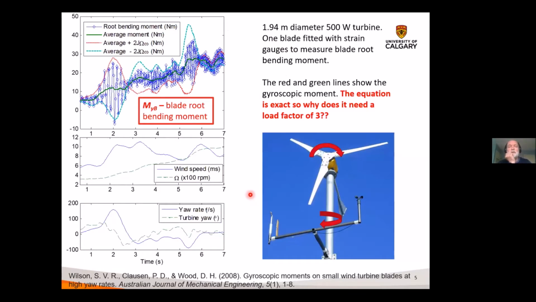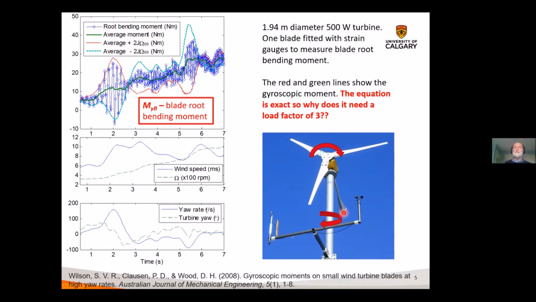Okay, just a few words about the gyroscopic loads on wind turbine blades. So here is the 500 watt turbine that I showed you the simplified load model spreadsheet for. That turbine clearly rotates in the clockwise direction as we're looking at the turbine here. At the same time, as the wind direction changes, it is yawing about the tower, governed by the tail fin of the turbine.